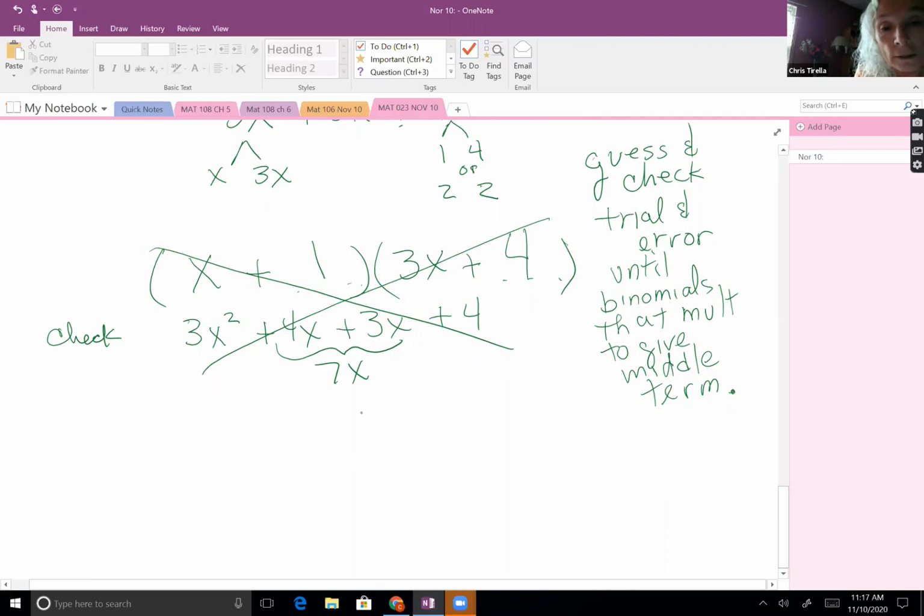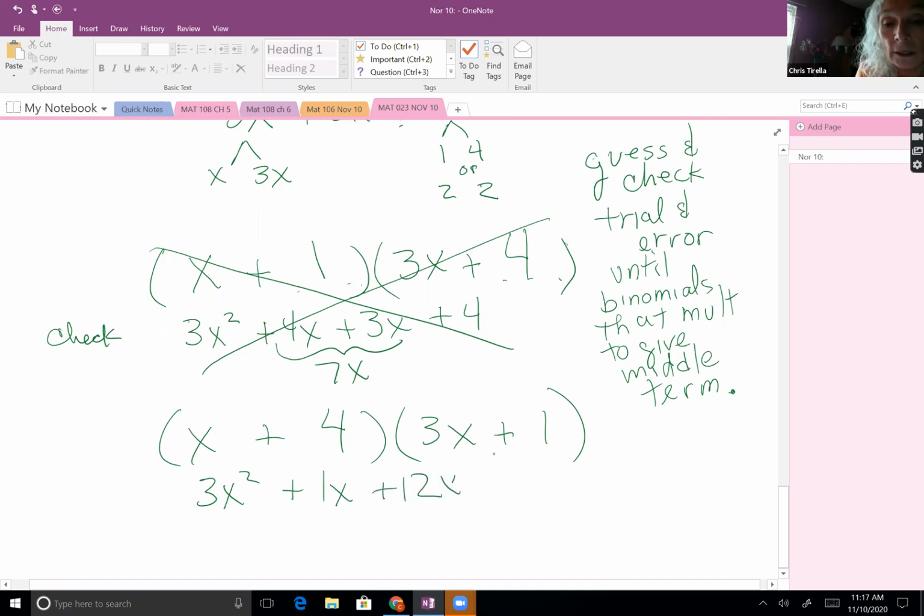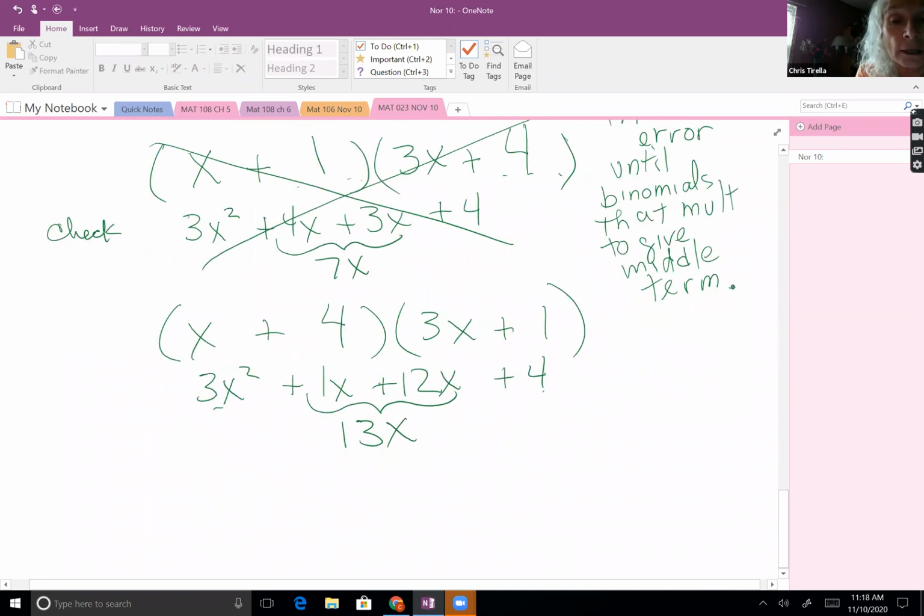We can try the 1 and 4 again, putting the 4 in the other spot, the 1 in the other spot. First, 3x squared, outer plus 1x, inner plus 12x, last plus 4. Again, we know our first and last work, but you see here the middle gives us 13x. And so that doesn't check. So the 1 and 4 don't work.